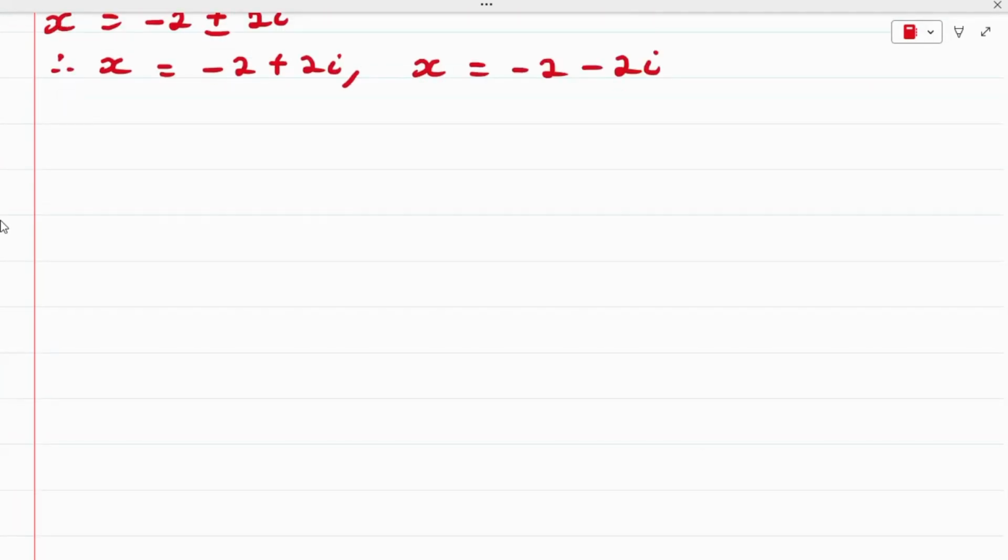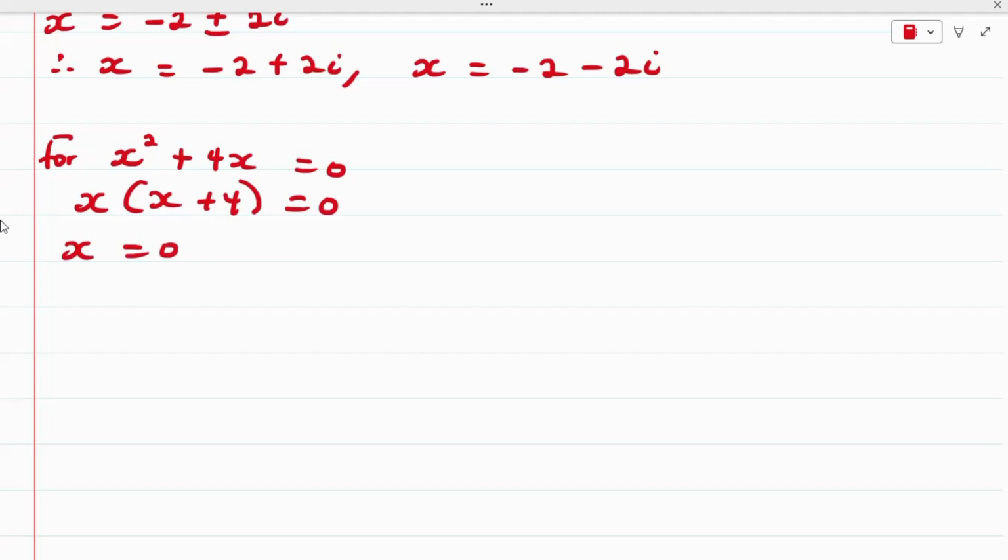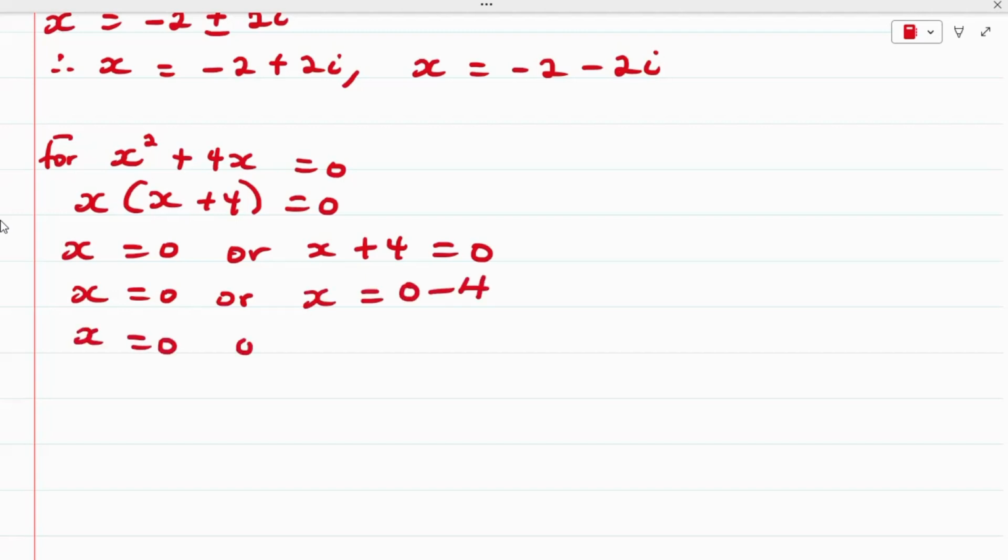So we are going to say solving for x squared plus 4x equals 0. We want to simply factor out the common term, which is x, and if we do that, we have x times (x plus 4), which is equal to 0. So we have x is equal to 0, or x plus 4 is equal to 0, so x is equal to 0, or x is equal to 0 minus 4. So we have x is equal to 0, or x is equal to minus 4.